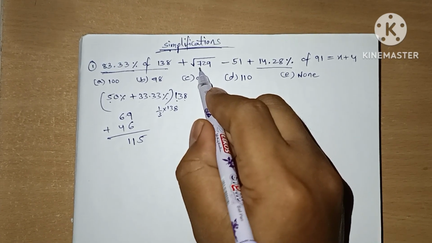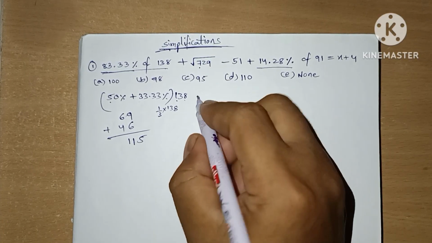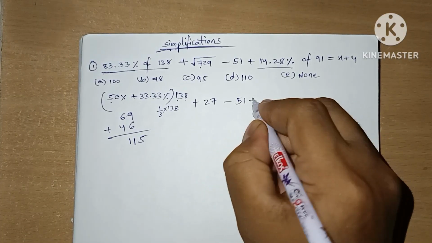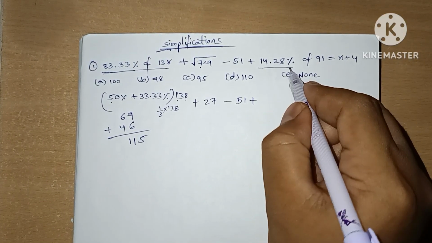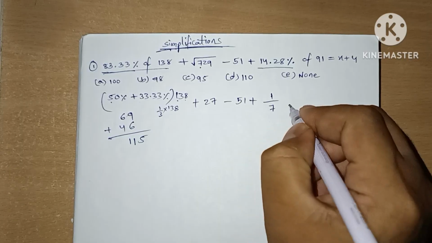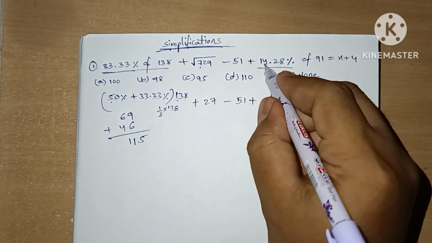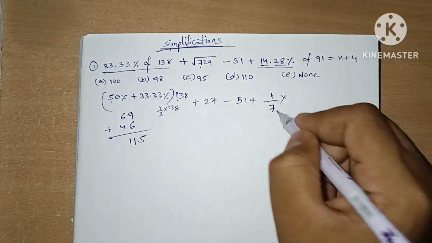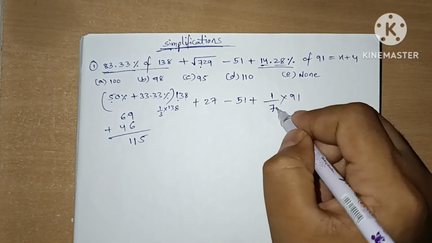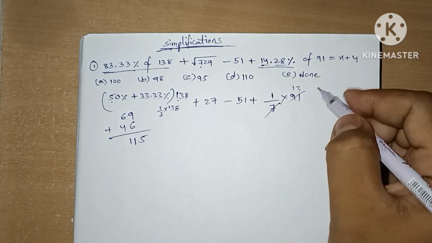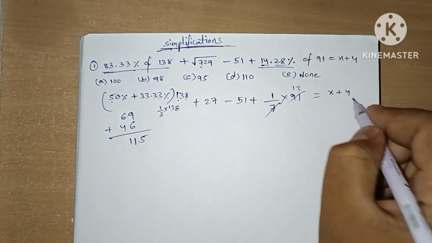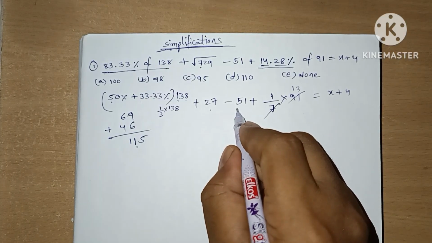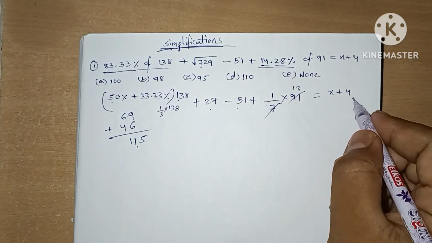It is 729 under square root, means the value of 27, minus 51, plus the fraction value of this one is nothing but 1 by 7. How I remember is 14 and 28 are factors of 7. This is how I remember. So 7 into 13 will be 91, equals x plus 4. We have 115 plus 27 minus 51 plus 13 equals x plus 4.